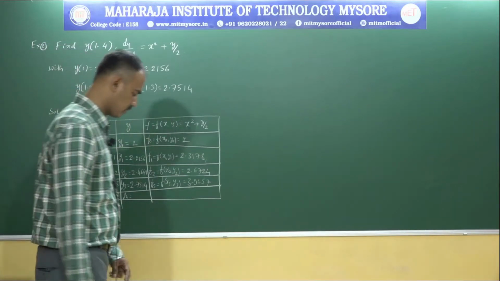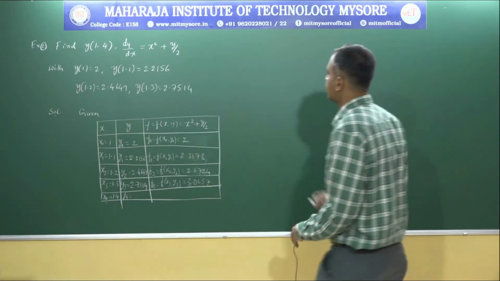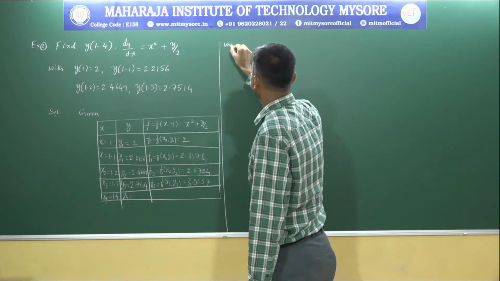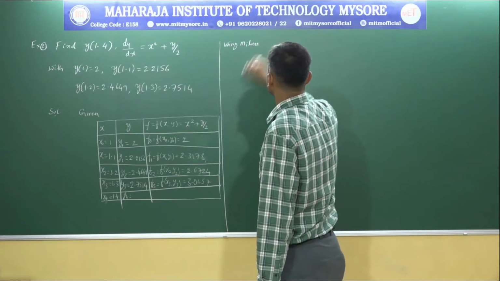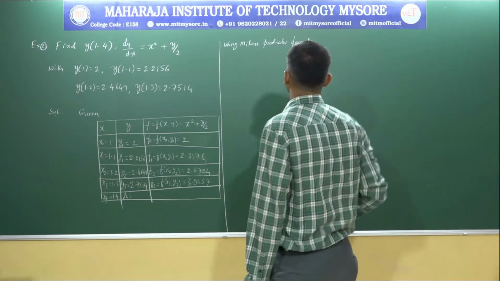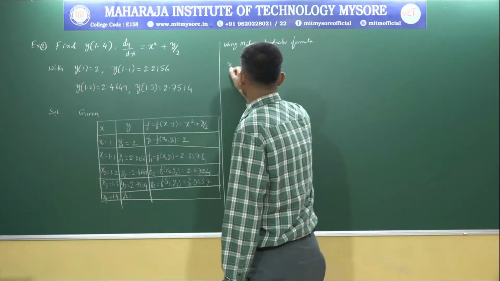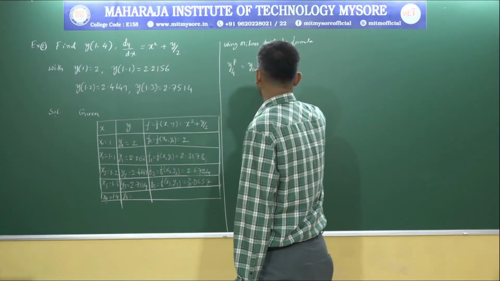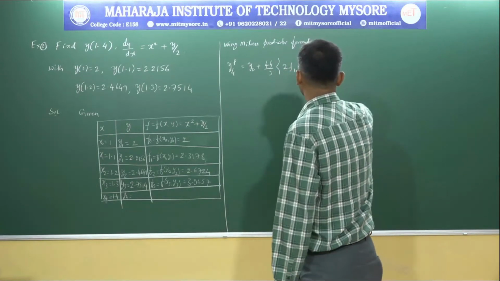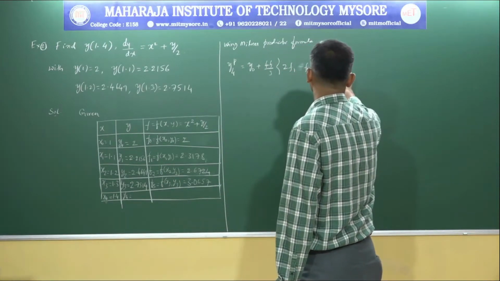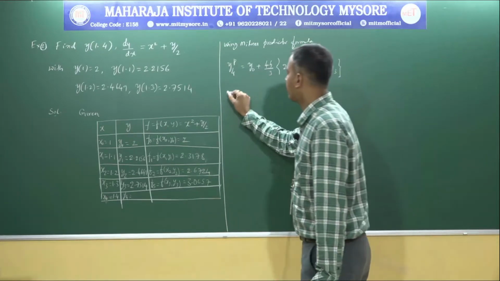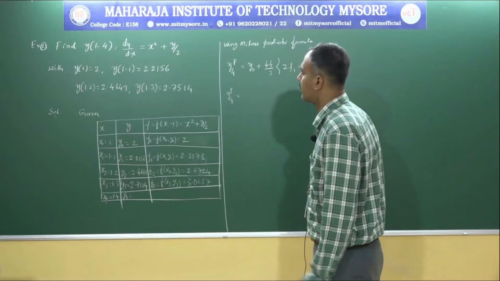Now next observation: using Milne's predictor formula, y4p is equal to y naught plus 4h by 3 times 2f1 minus f2 plus 2f3. First we find out y4p.